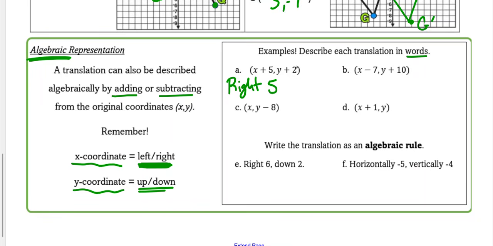The y-coordinate, that's the second number. That's telling us we're going to go up or down. If I say plus 2, that means I'm going to go up 2. So it's the same kind of instructions each time. This is telling us how far left and right. This is saying up and down. X minus 7, that says I'm going to go to the left 7. Y plus 10, that means I'm going to go up 10.